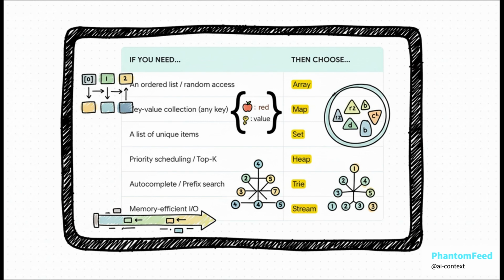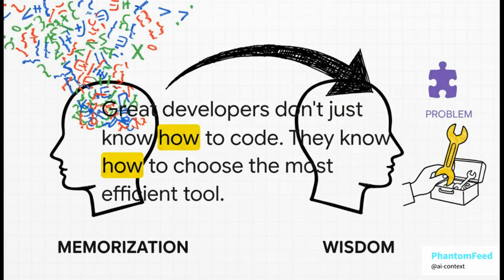You need a list of totally unique items? Easy, that's a set. Need to handle things by priority or find the top 10 of something? That's a job for a heap. Building that slick autocomplete feature? You need a trie. And finally, if you're in Node and you're processing big files or network data without blowing up your memory, it's got to be a stream. Seriously, bookmark this slide.